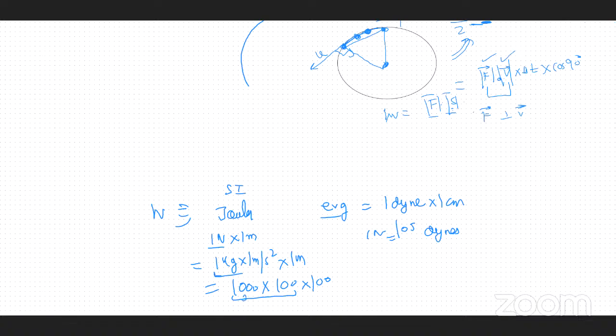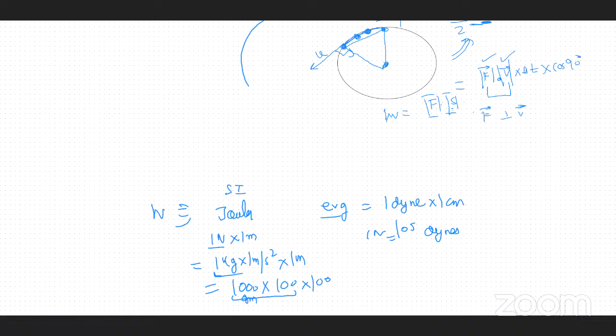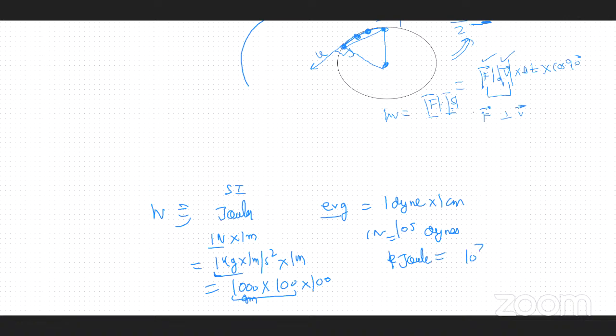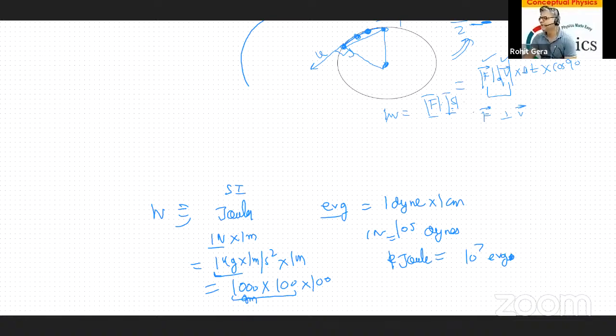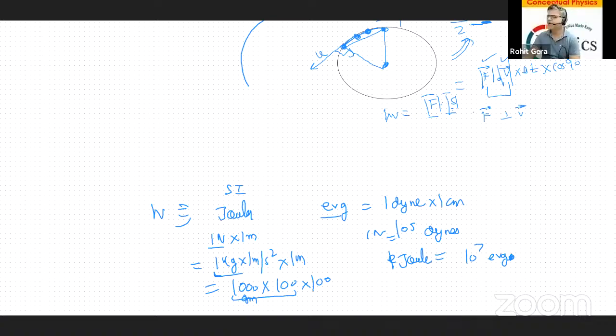Okay, and then another 100 centimeter, right? So this becomes how much? This becomes Newton, 10 and this power becomes 7. 10 raised to power 7. So 1 joule is going to be 10 raised to power 7 erg. Erg is the right unit, not ergs. Correct. Okay. I'm going to the next page.